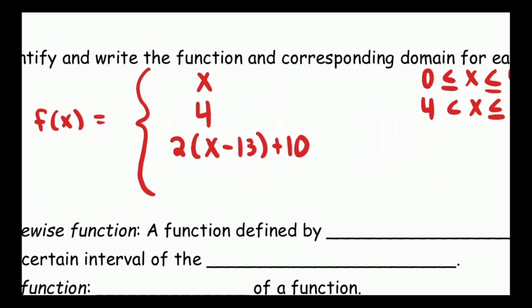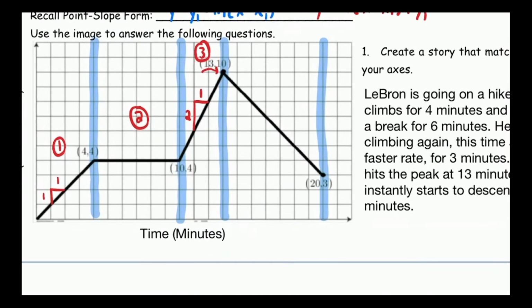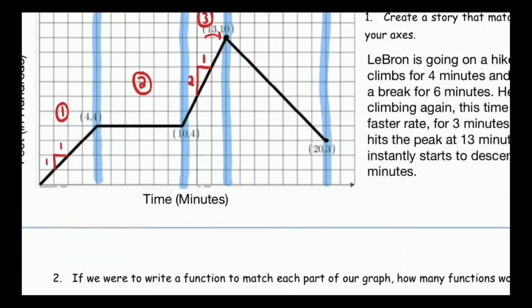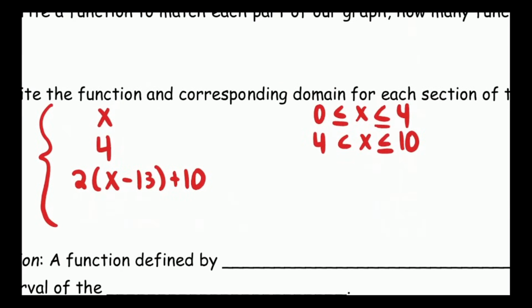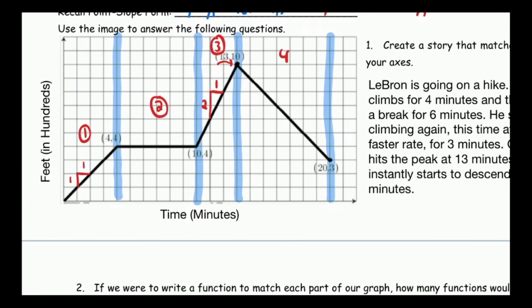Then we want to also go ahead and figure out the domain. So when is he climbing? He's climbing from 10 minutes to 13 minutes. So my domain here is going to be 10 is less than x is less than or equal to 13. So again, just like that last one, make sure we have one of our x values included, one of them not included. And in our last section here, section number 4, we're going down.